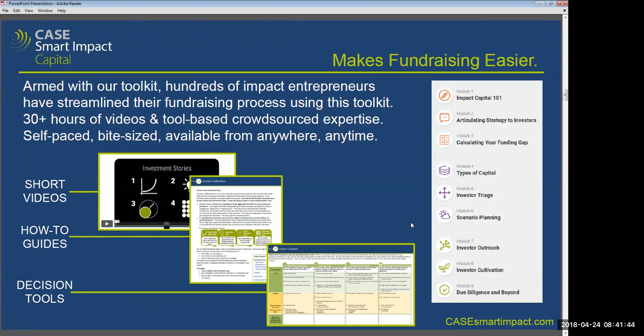So what I wanted to start with is kind of what is this thing called CASE Smart Impact Capital. It's a toolkit that we've created. We took over 3 years, and the gist of this was that we realized we were running our own accelerator for health ventures in Africa. And we realized that as impact entrepreneurs approach their fundraising journey, there are a lot of steps along the way that some of them skip, and there are kind of common mistakes and pitfalls. And so we created this toolkit. It's completely online. It contains short videos, kind of very compact how-to guides, and then decision tools.